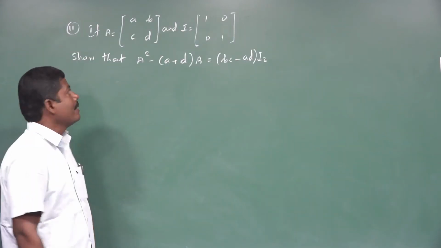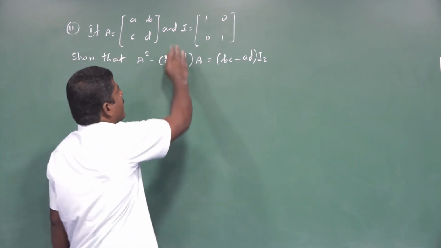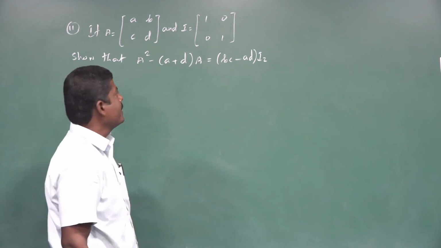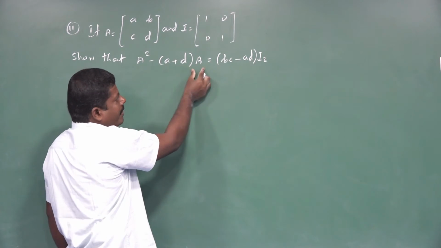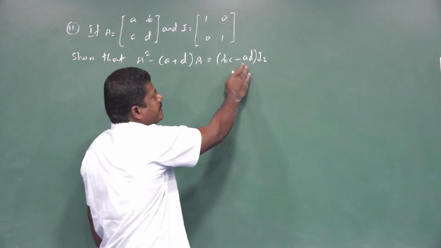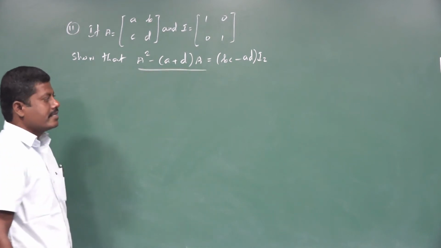Okay, next you listen, question number 11. If A is a 2 by 2 matrix with entries A, B, C, D, and I2 is the identity matrix of order 2 by 2, show that A square minus (A plus D) times A is equal to (BC minus AD) times I2. From this we can take the left side first.